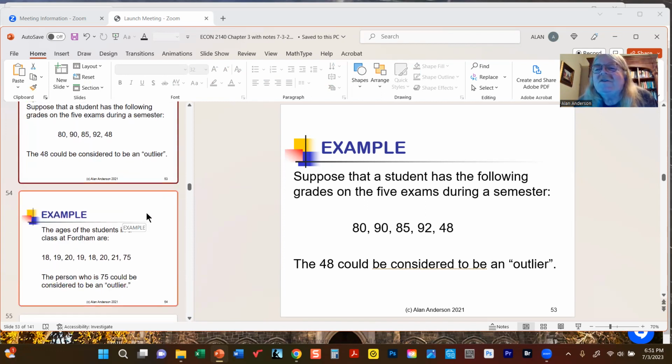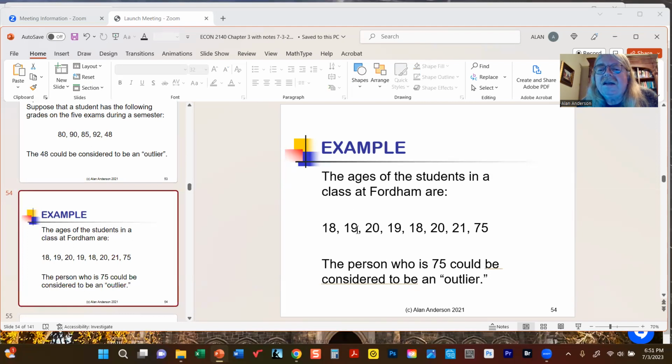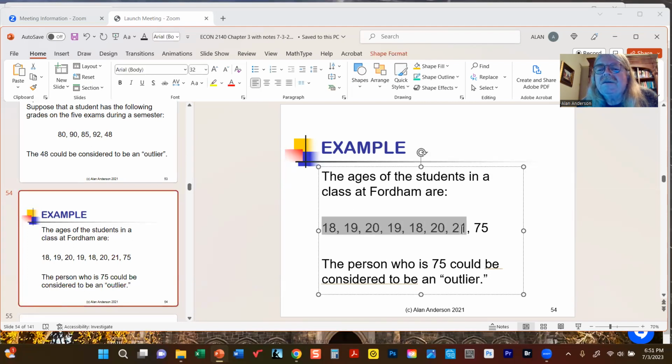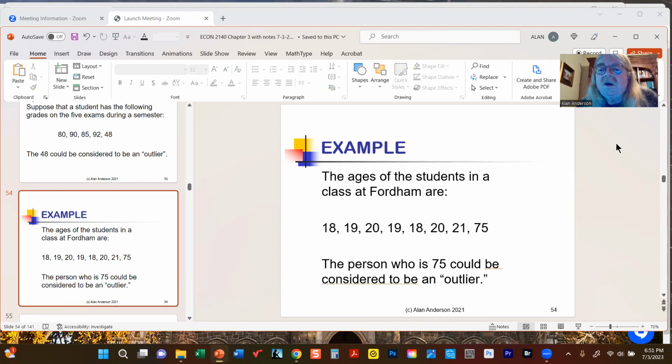Now here's an interesting example that I cooked up. Suppose that you're in your class and somebody in the neighborhood who's just retired, he's the vice president of some big corporation, he's got money like you wouldn't believe, but he never finished his college degree and he always regretted it. He comes back and signs up for Stats 1 at Fordham University. And so there's your class. These are all the ages of the students sitting around. And there's this 75-year-old who's in the class. Well, I would say that could be considered an outlier.